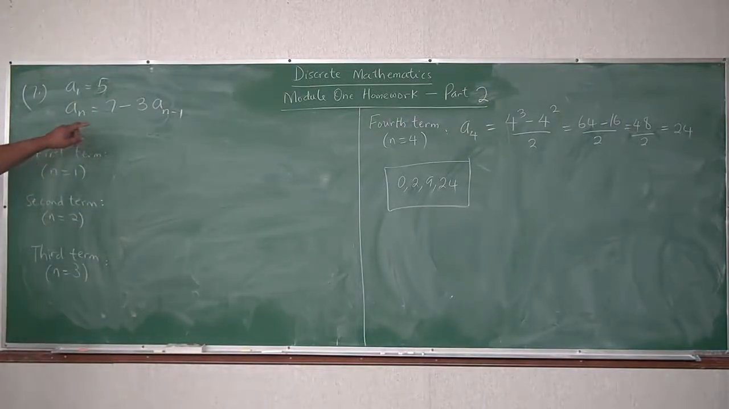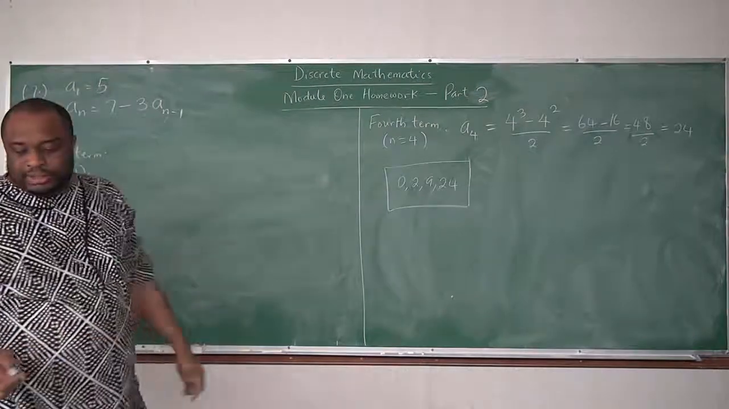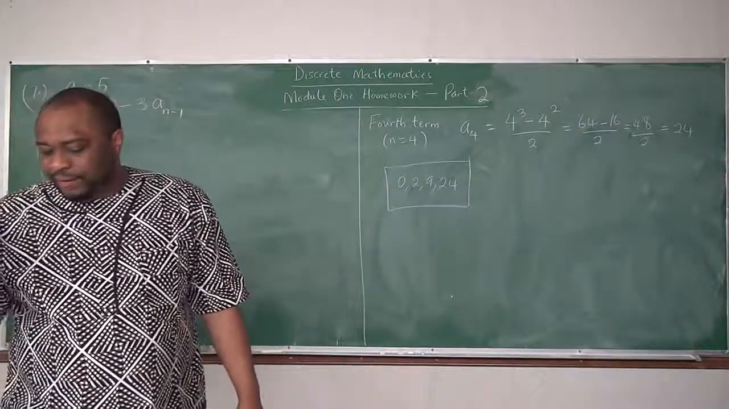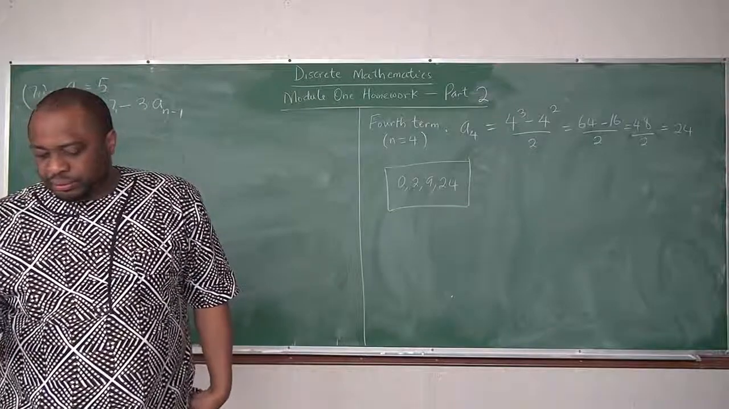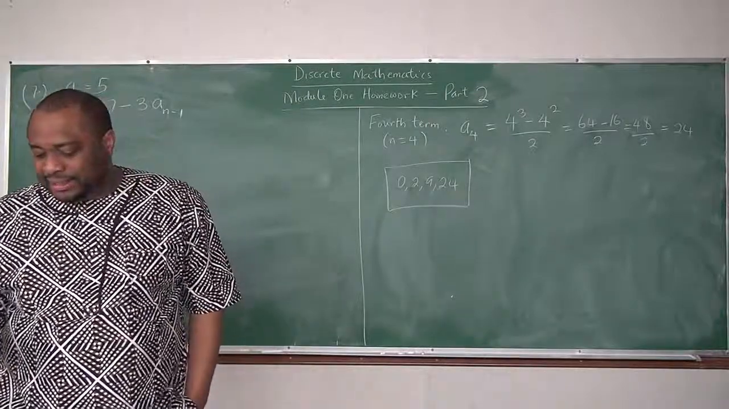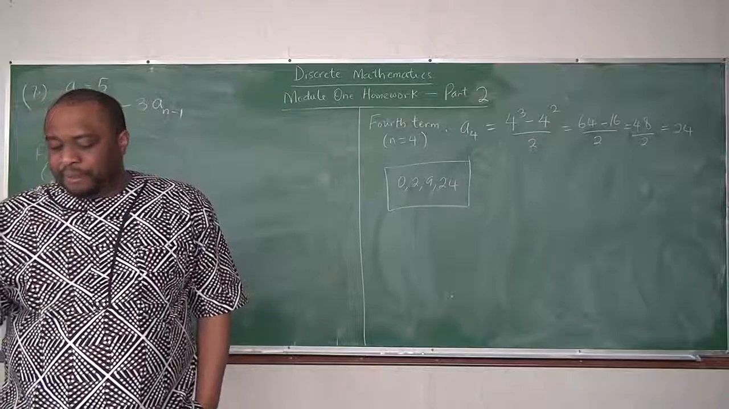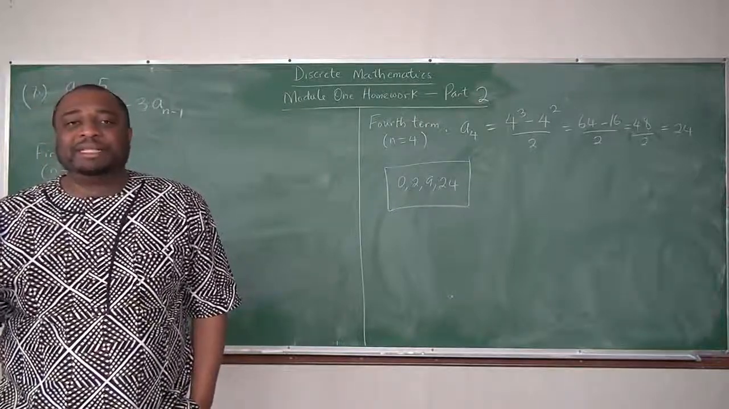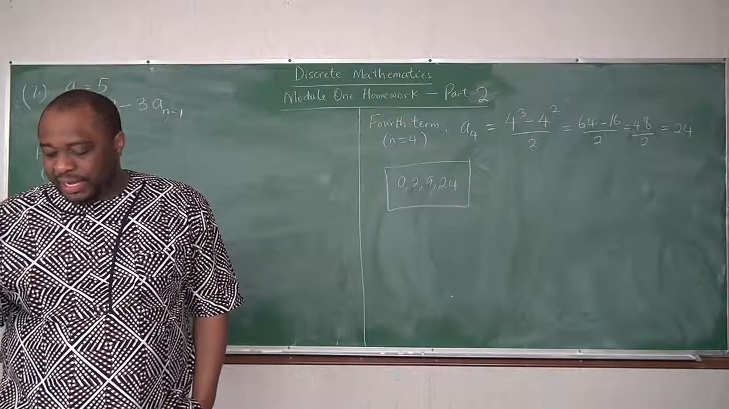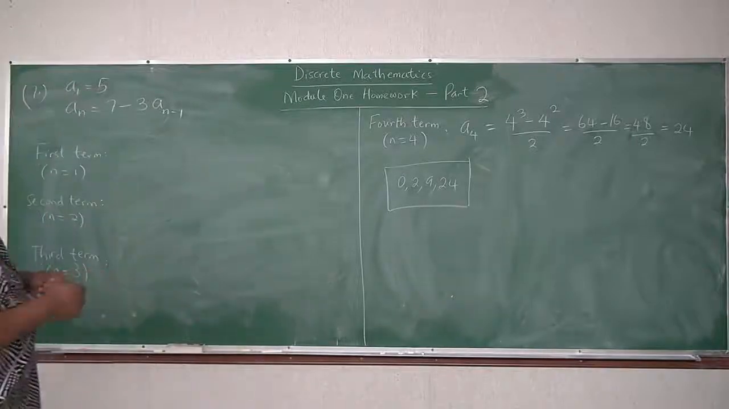So this is the nth term of the sequence. This is the first term, and this is the nth term of the sequence. And this is the first term. So it says here, is this a recursive or explicit equation? Explain why. And then it says, using the formula, list the first four terms of the sequence, starting with n equal to 1.